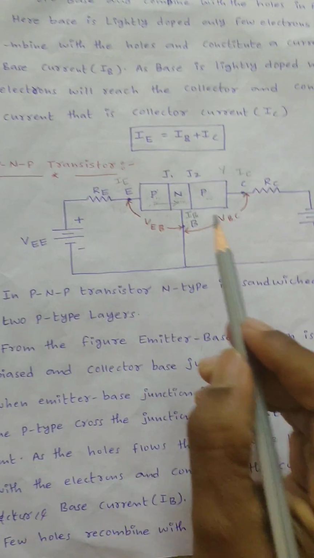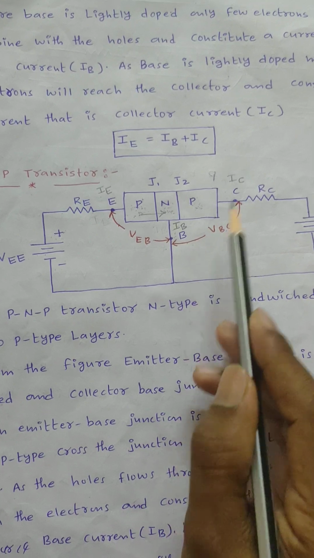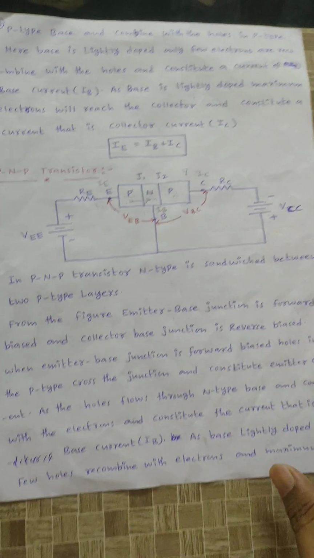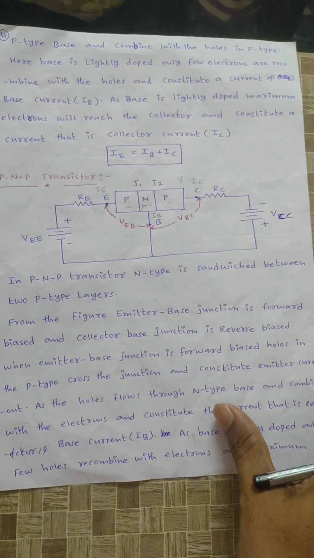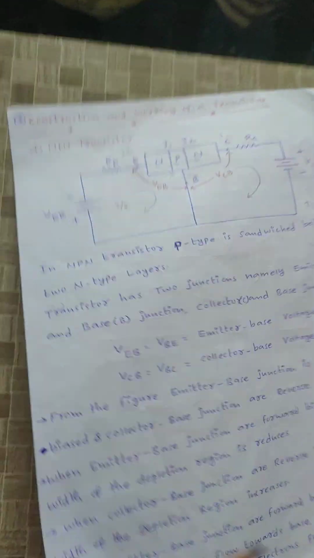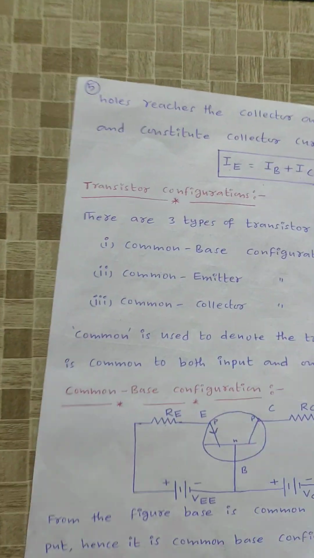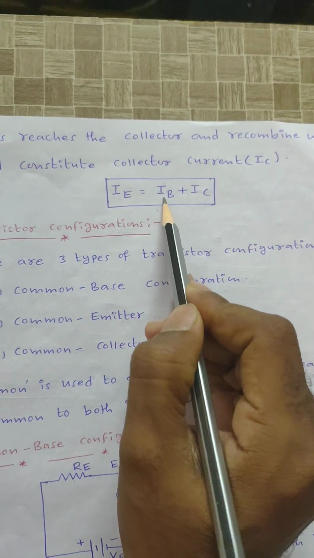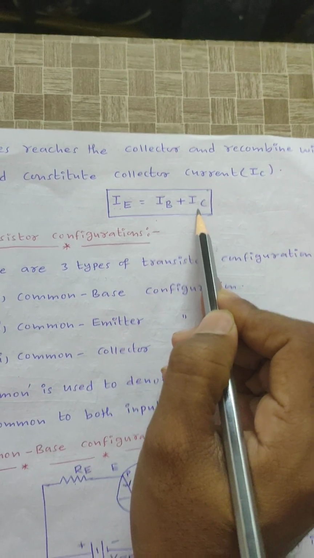That means in a PNP transistor also, three currents are present: emitter current, base current and collector current. Then the total current is: the emitter current is the sum of base current and collector current. Okay, the emitter current is the sum of base current and collector current.